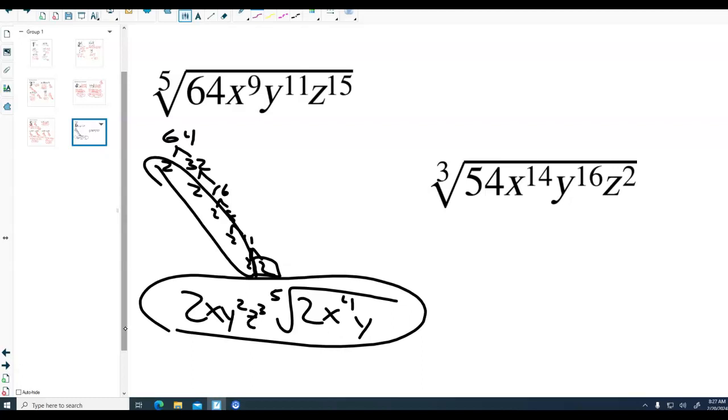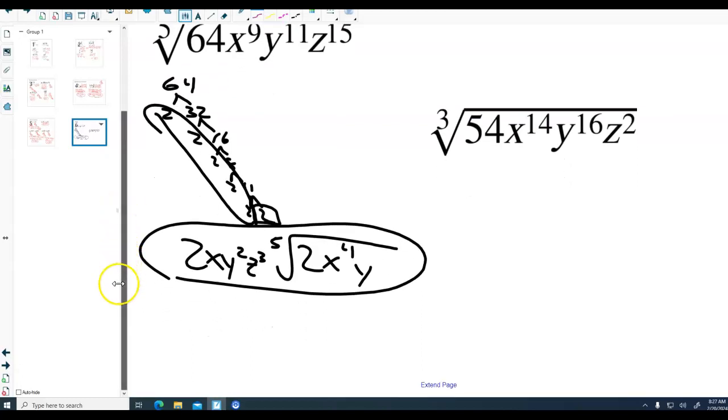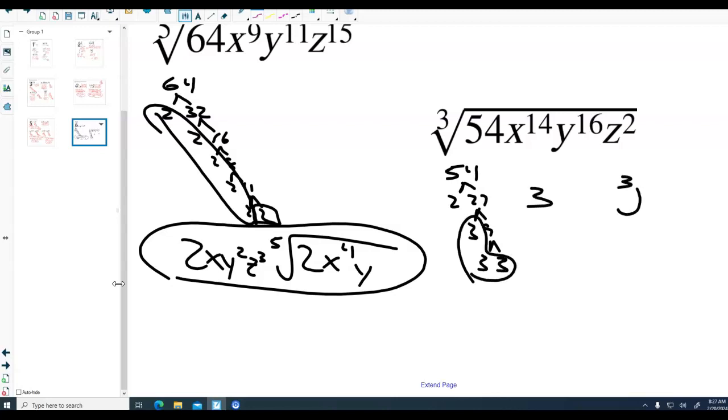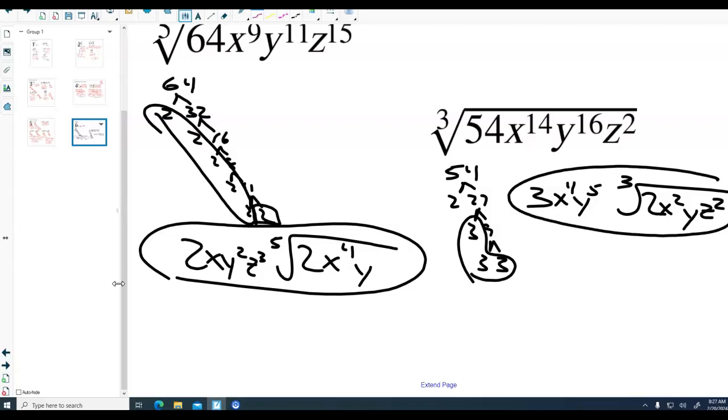Okay? 54, 2 and 27, 3 and 9, 3 and 3. The 3 goes on the outside and the 2 goes on the inside. 14 divided by 3, 4, remainder 2. 16 divided by 3, 5, remainder 1. And z squared, anytime the exponent's less than the index, we just leave it in the radical. And that's it.